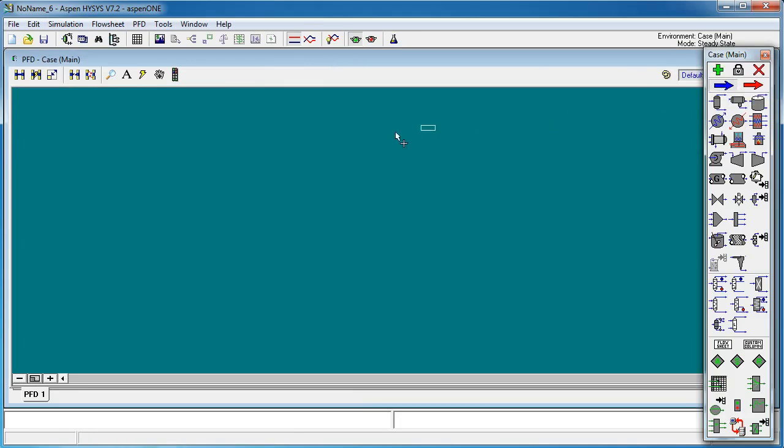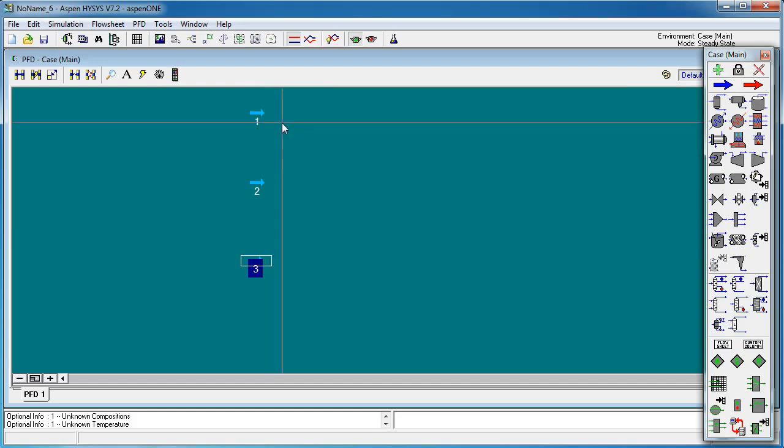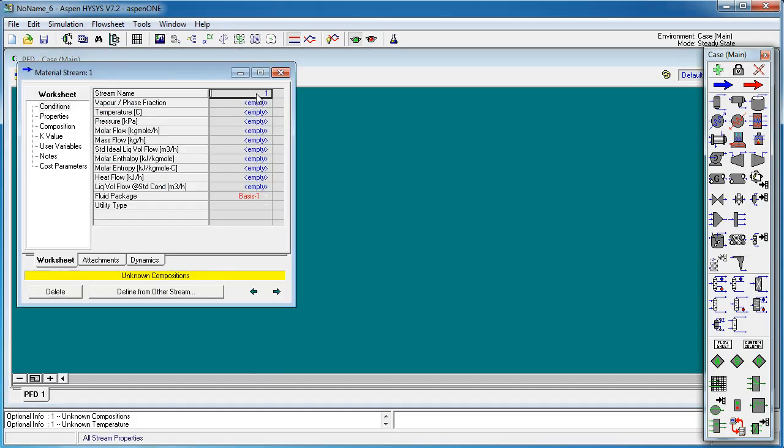So we want to add three streams. So first one we'll call 1-nitrogen. Give it a temperature of 400 degrees Celsius and a pressure of 1000 kilopascals and a mass flow rate of 2800 kilograms per hour.